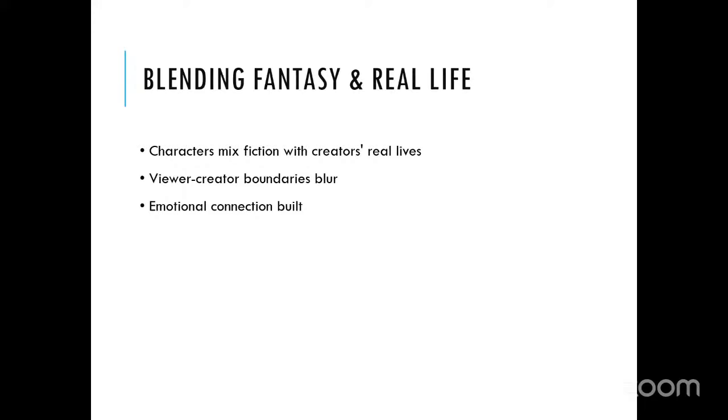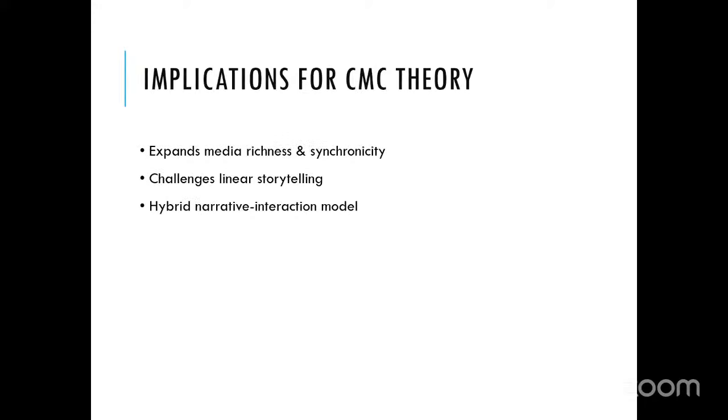What if it happens? There's always a silver line if it's a movie or series. Definitely there's a boundary between the creator, the director, the actors, but here the viewer and the creator almost come together, and the boundary is not very clear. So there's a lot of emotional connection built between the story and the characters. So the implications for the CMC theory here are that there's media richness. It expands that, and there's a lot of synchronicity, and it really challenges linear storytelling.